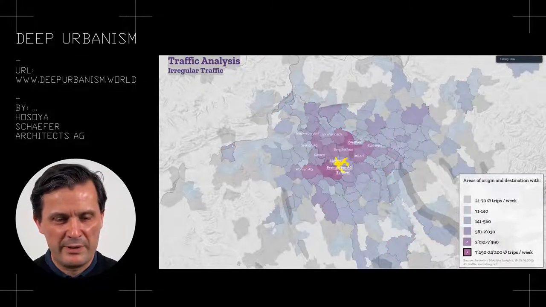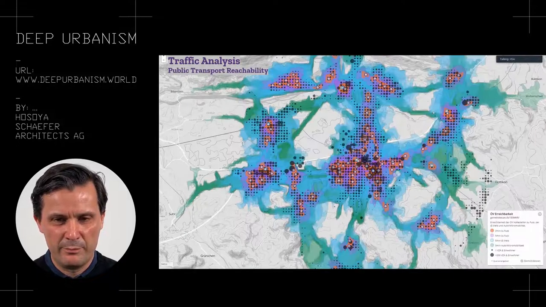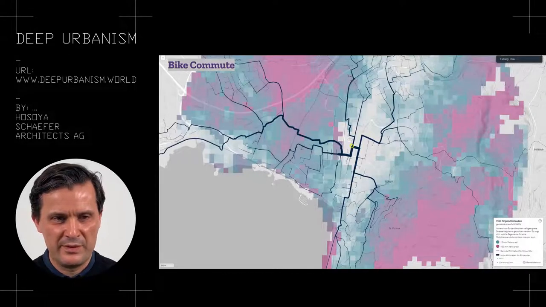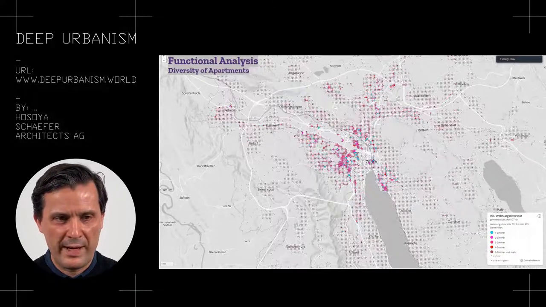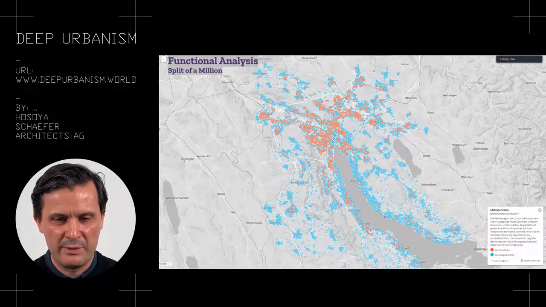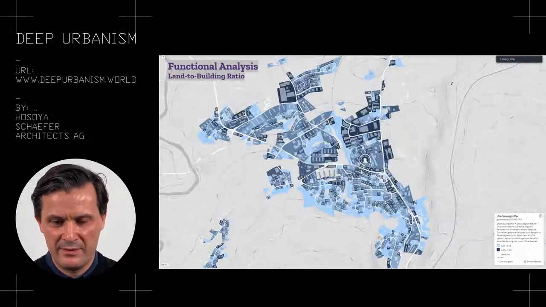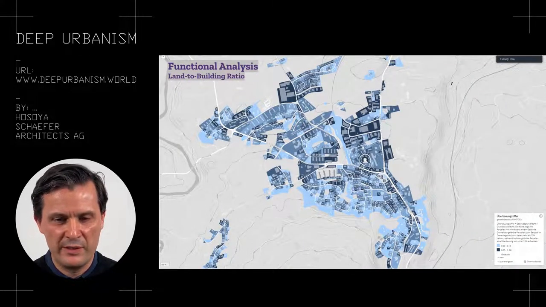We can also look at public transport reachability compared with population density and work density. We can look at bike commutes, and we can look at the diversity of apartments in the city, or we can also look where the dense part and the not so dense part of inhabitants in the metro region of Zurich is living. Interestingly enough, of course, you have also inside the city parts which are not so dense. We can look at a functional analysis in terms of where you could still build. So the lighter the blue, the less densely an area is settled.